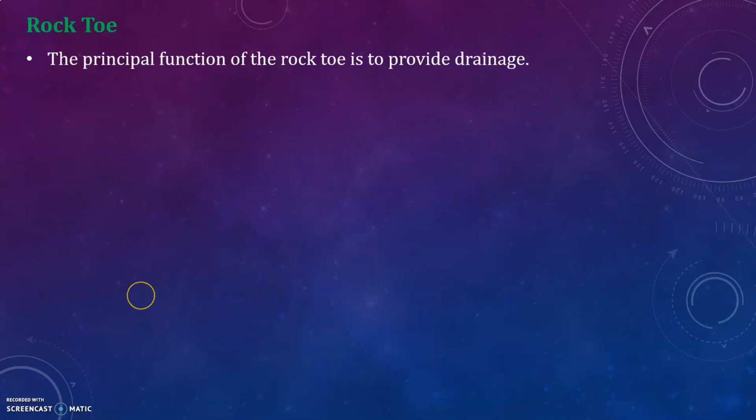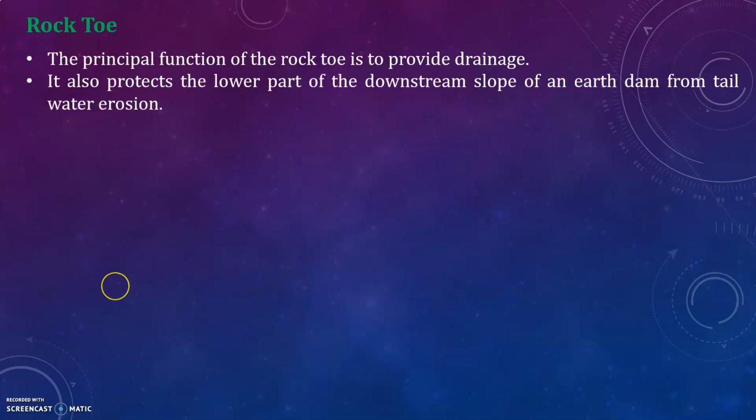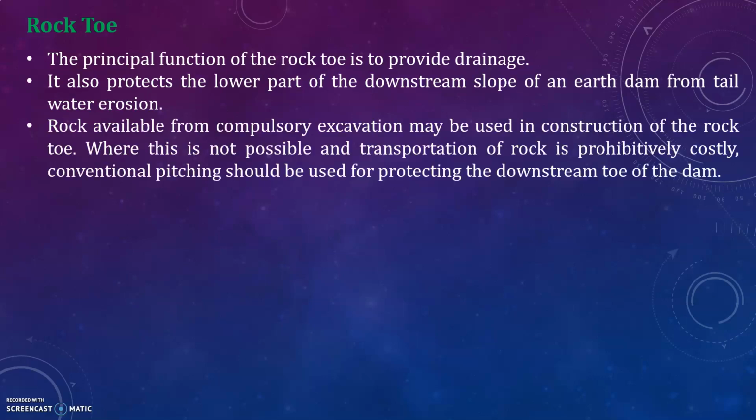Next is rock toe. The principal function of rock toe is to provide drainage. It also protects the lower part of the downstream slope of the earth dam from tailwater erosion. Rock available from compulsory excavation may be used in construction of the rock toe, where this is not possible and transportation of rock is prohibitively costly, conventional pitching should be used for protecting the downstream toe of the dam.